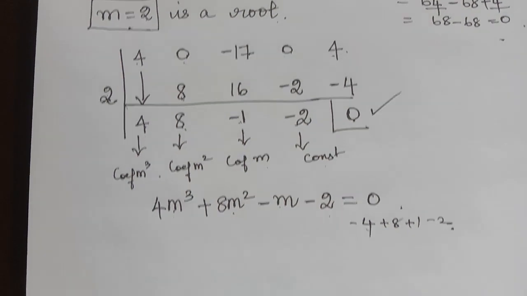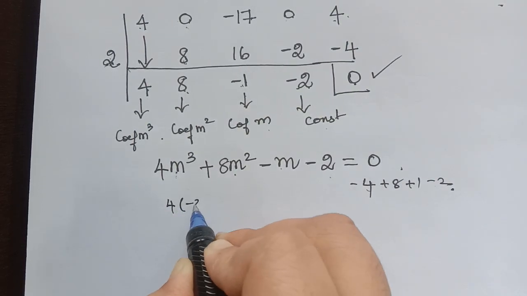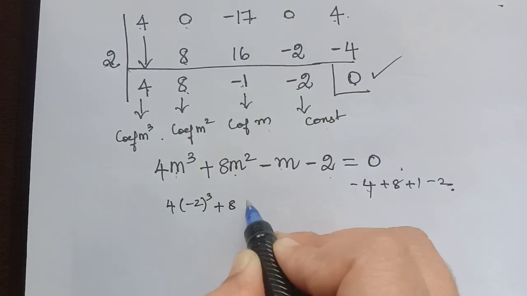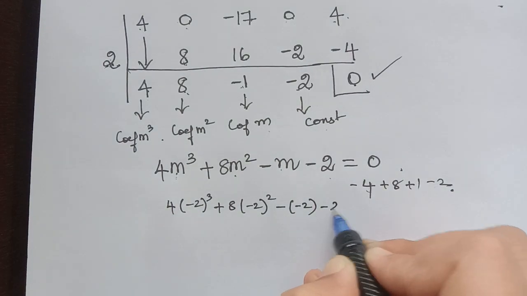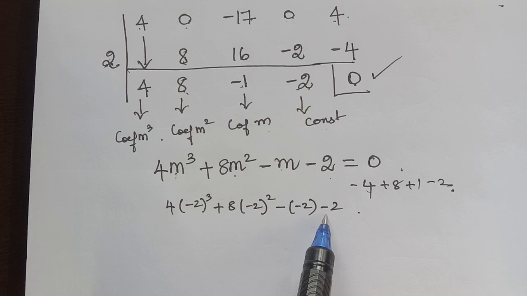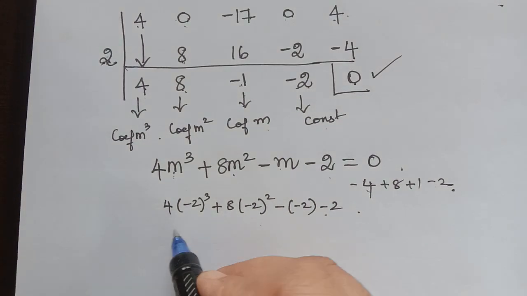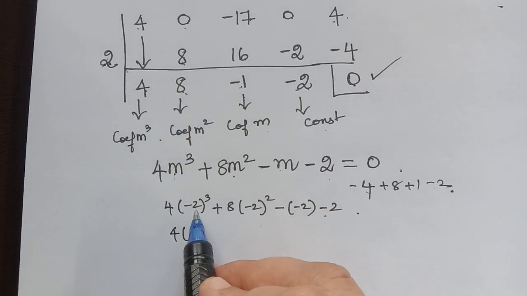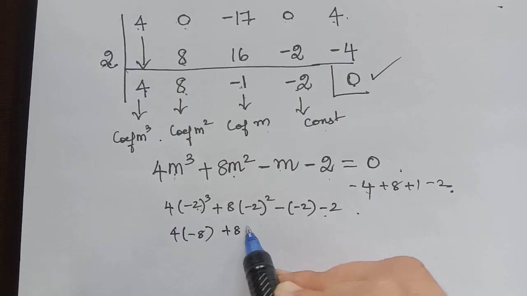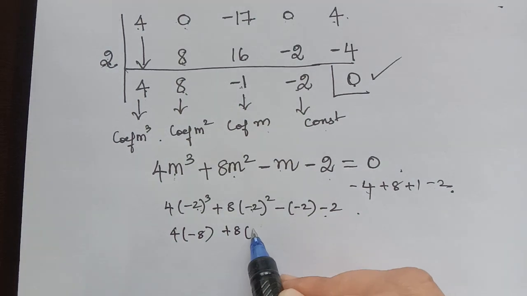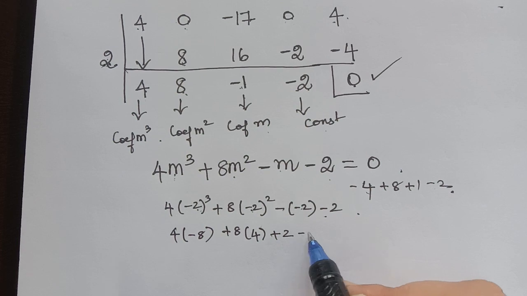We have to check. So if you put m equal to minus 2, it is 4 into minus 2 cube plus 8 into minus 2 square minus into minus 2 minus 2. We should check whether we are getting 0. If we get 0, then minus 2 will become a root. So this will be 4 into minus 8 plus 8 multiplied with minus into minus will become plus 2. 2 times is 4. Minus into minus plus 2 minus 2.